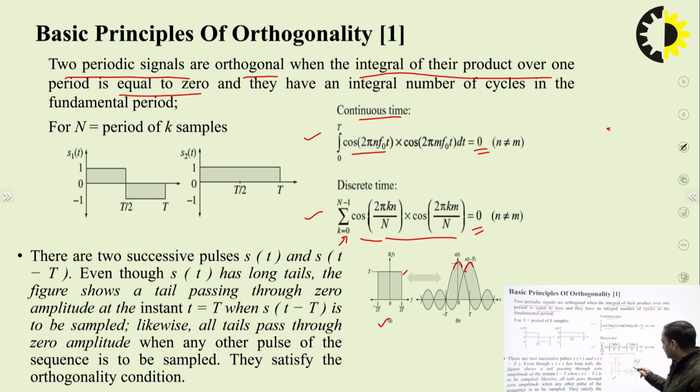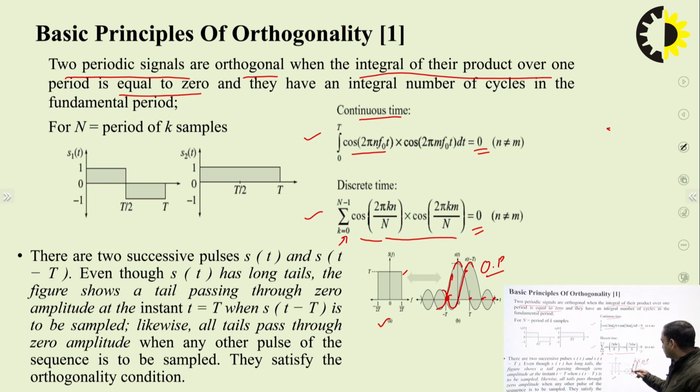So the null point of this first spectrum will cross the null point of the second spectrum. This is the point at which the null point occurs and the crossover is there. At this point, when there is a null point, the overlapping is reduced, which follows the orthogonality principle, right? So it follows the orthogonality principle.